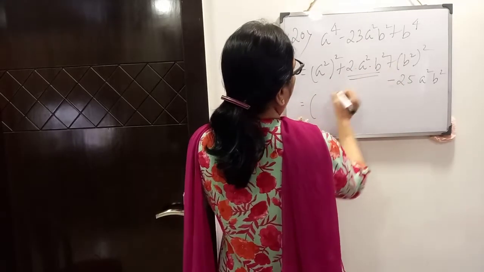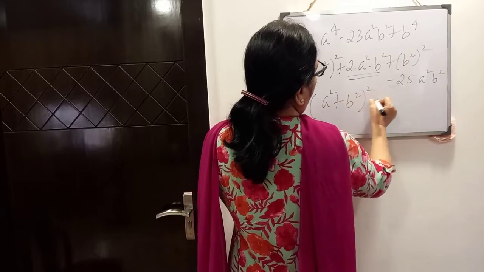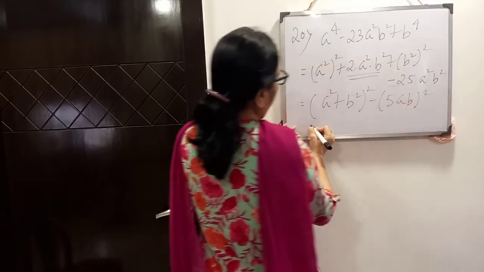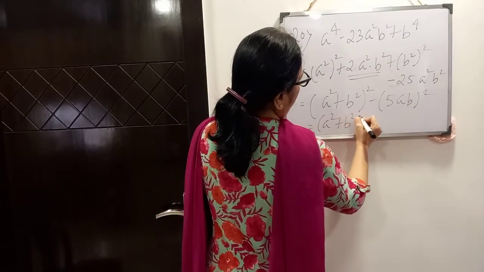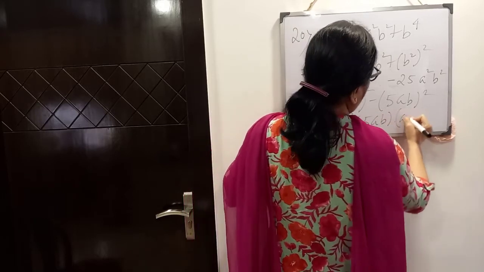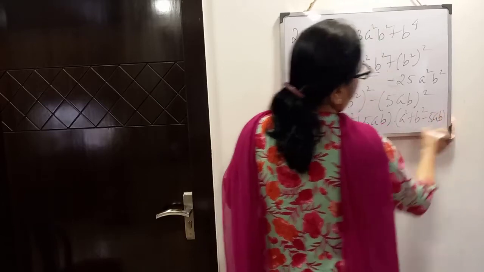Now this equals to, we can write a square plus b square whole square. And this is 5ab whole square. Now it is in the form of a plus b into a minus b. See?